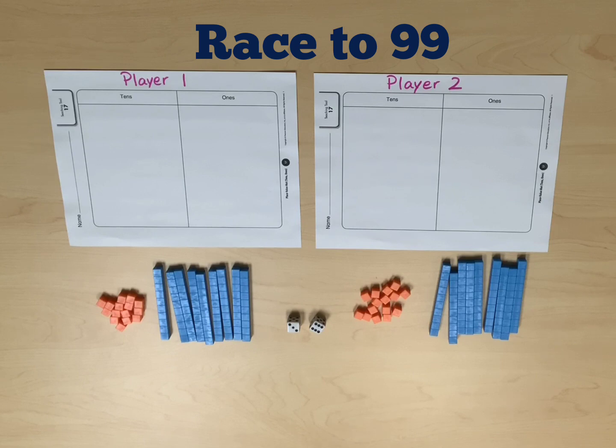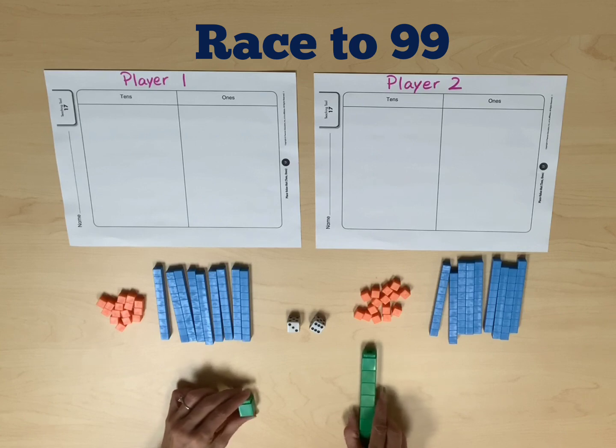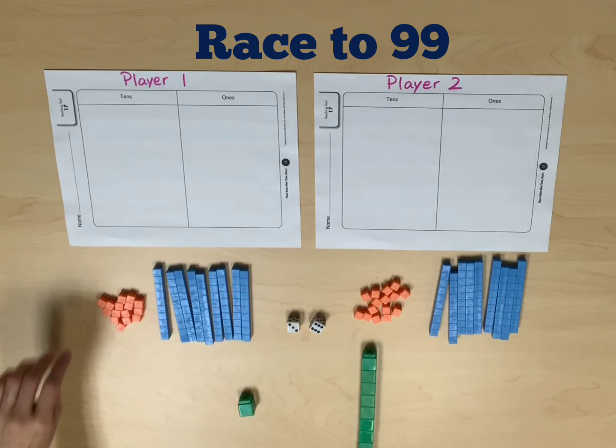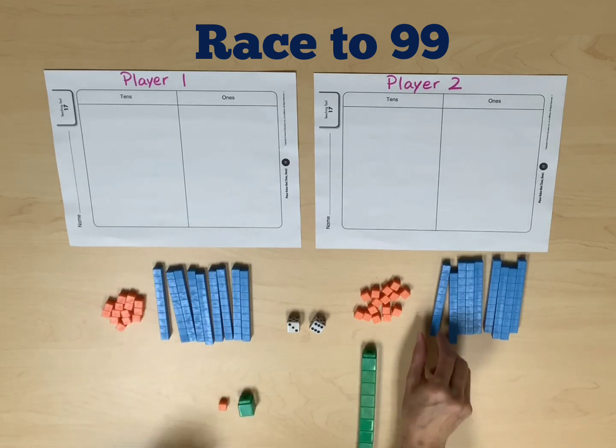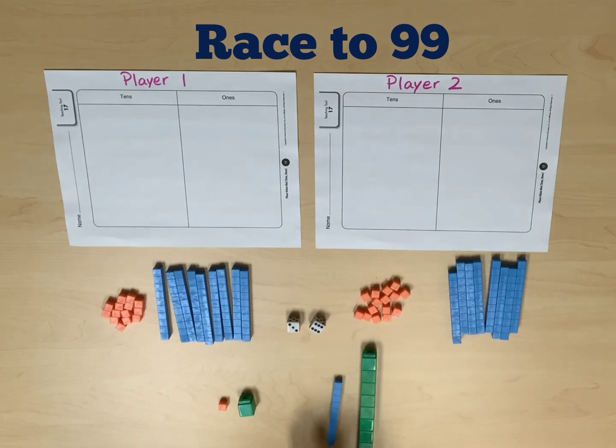Prior to playing the game Race to 99, you'll want to introduce your students to place value blocks. A good way to do this is to compare something that they already know, which is the Unifix cube, to something that they're learning about, which is the place value block.